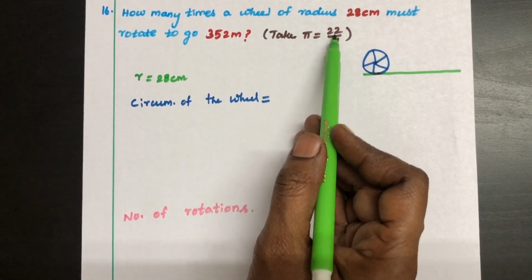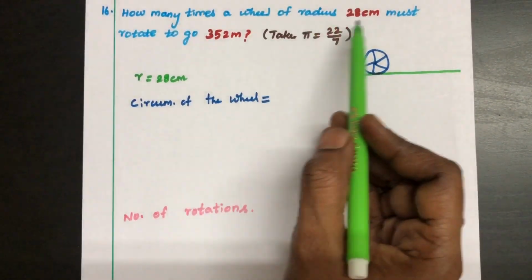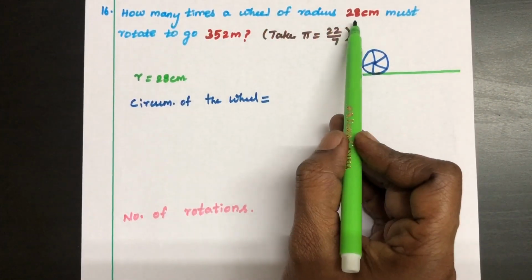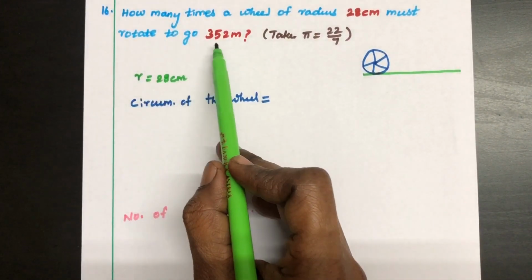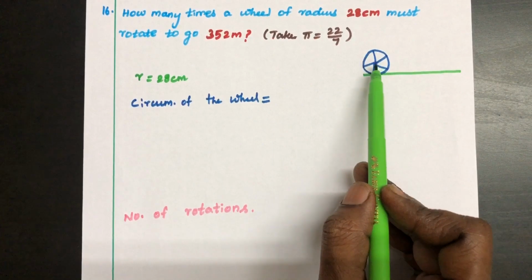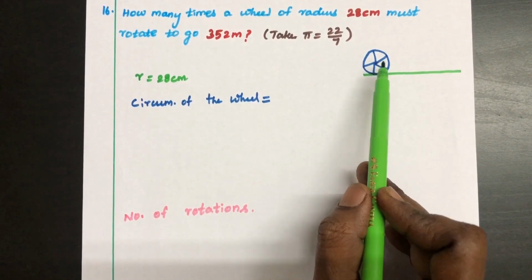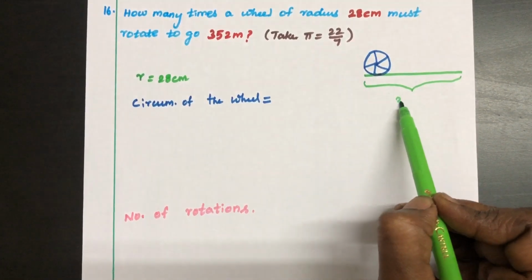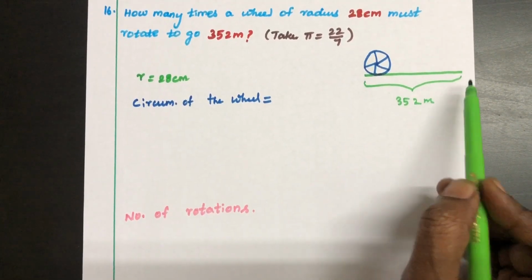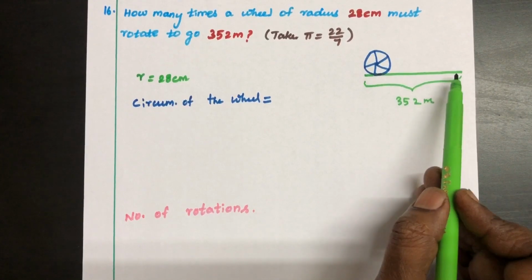16th question, how many times must a wheel of radius 28 centimeter rotate to go 352 meter? Take pi equal to 22 by 7. See, be careful with the units. The wheel radius is in centimeter, but it must take the rotations to go 352 meter. See, this is the wheel of radius 28 centimeter, okay? But this length is 352 meter. Let's see how many rotations are required to pass this place.